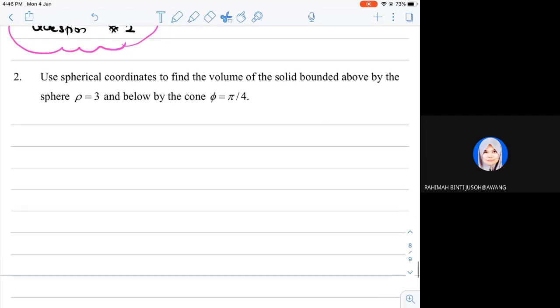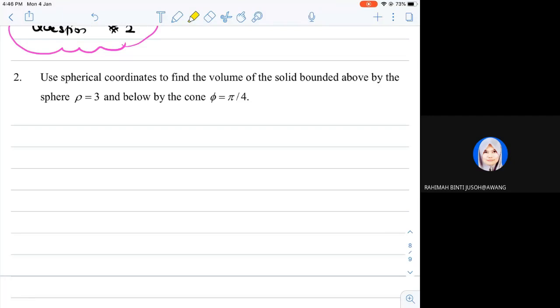Okay, so we have rho equals to 3. So that is bounded above by the sphere, rho equals to 3, and then bounded below by the cone, phi equals to pi over 4. All right, so we will have this region.